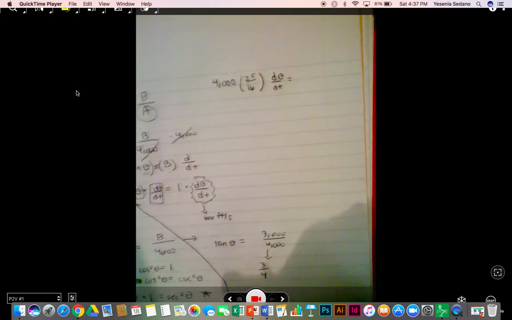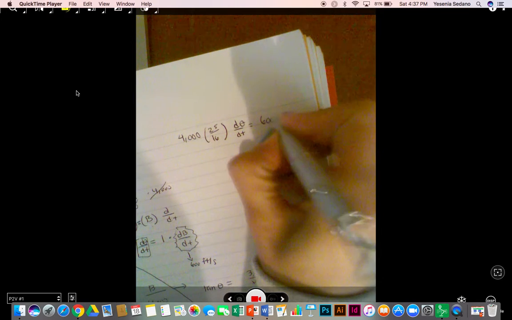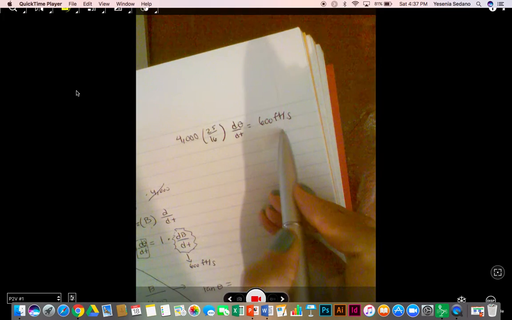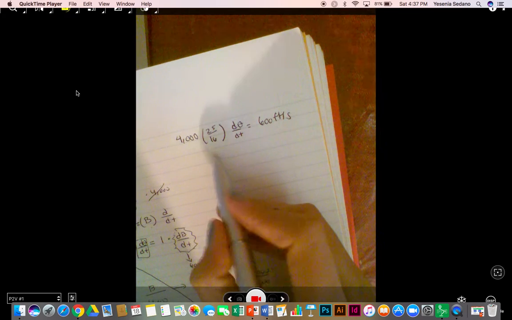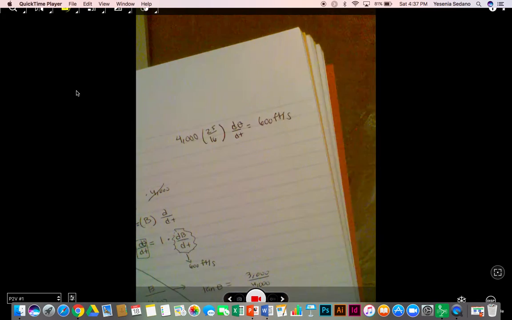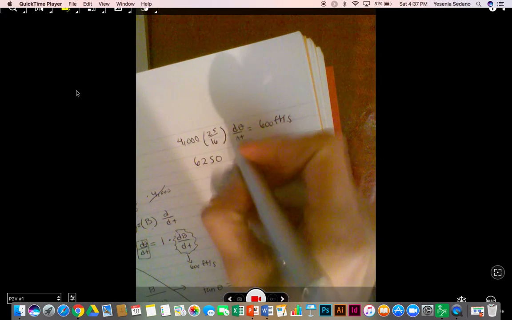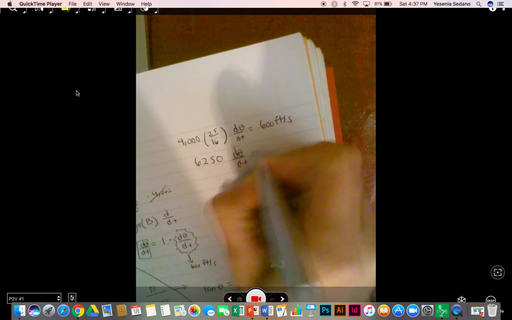So dv dt was, and I've got to look back at that picture because I forgot, 600. So the rate of change was 600 feet per second for dv dt. I guess we don't have to worry about the feet per second for now. So now let's multiply all this out. So 4,000 times 25 over 16 in the calculator. I got 6250 d theta dt is equal to 600.